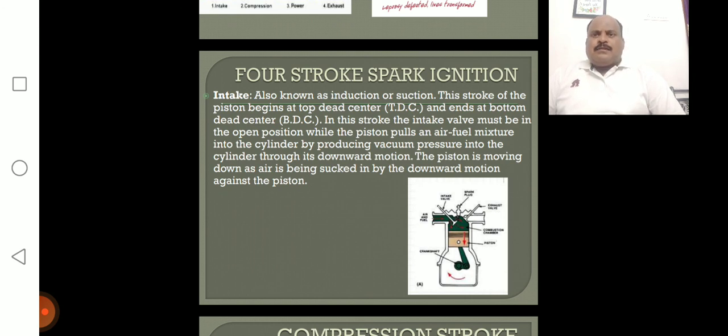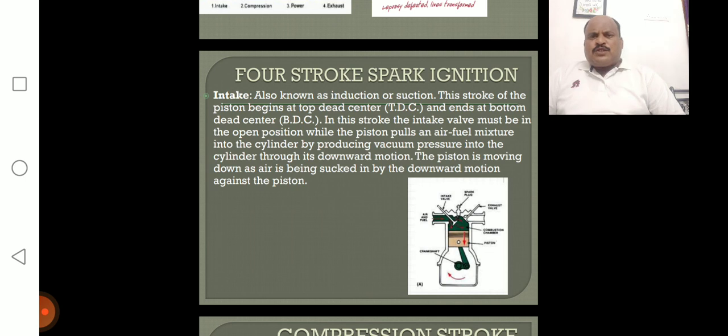In a 4-stroke engine, there are 4 main strokes. Which ones? The first stroke is an intake stroke. You can see in this image, the figure, 4-stroke spark ignition. Today we are going to learn about the spark ignition engine, means petrol engine.